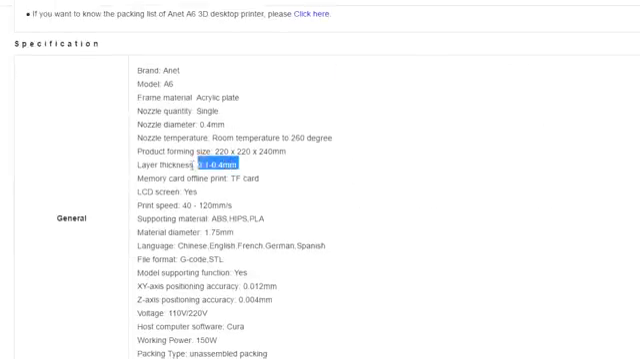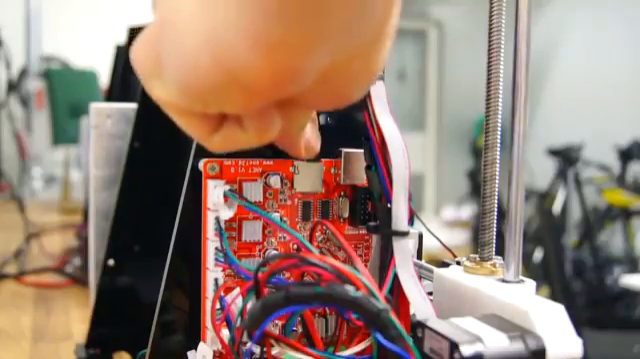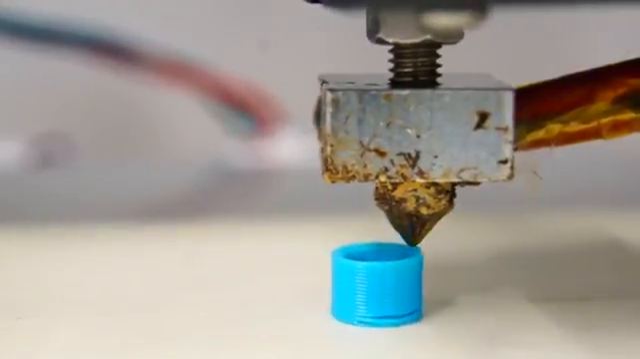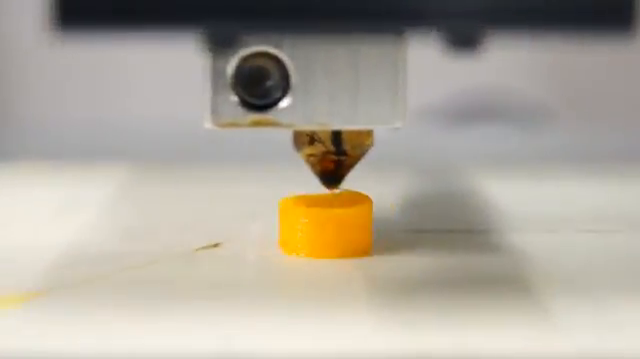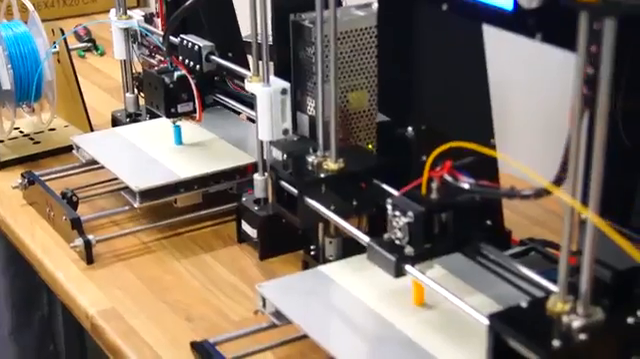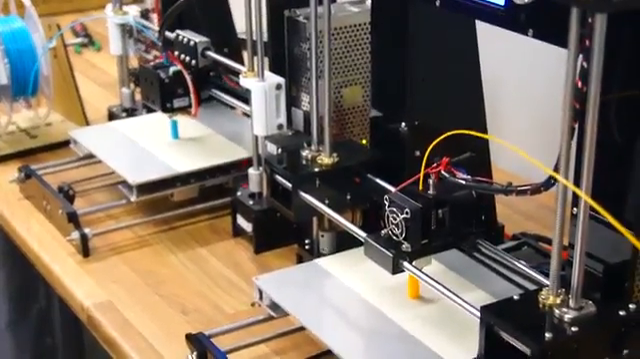It was also stated that the A6 could print with a 0.4 millimeter layer thickness. This is true, but it also works with the Anet A8. Once again proving that the two printers are very much alike. There is, however, one major difference between these two great printers.